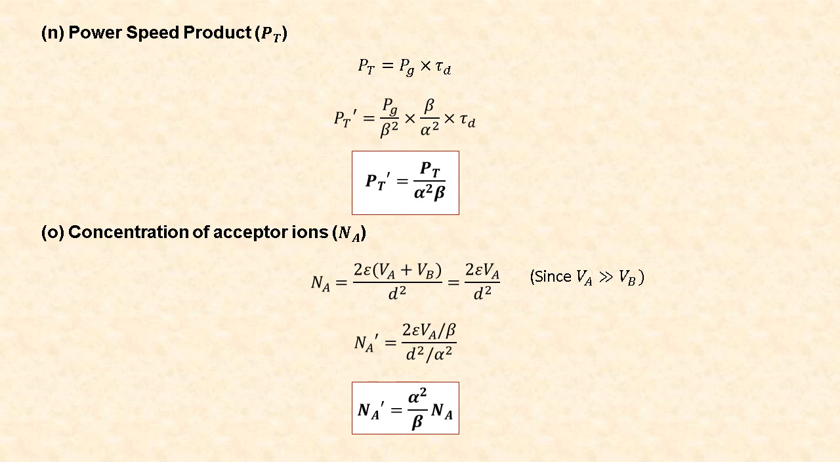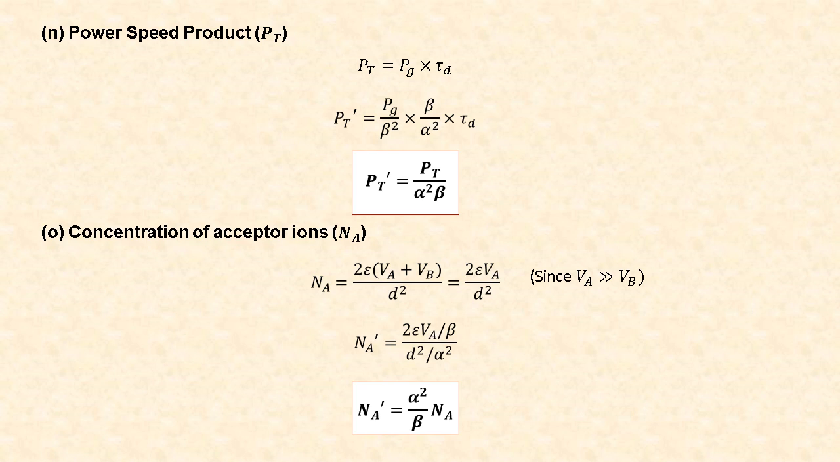Next is the power speed product PT. It is given by Pg into tau d. We know that power dissipation per gate is scaled by 1 by beta square and the time delay is scaled by beta by alpha square. So rearranging, we have the power speed product scaled by 1 by alpha square into beta.